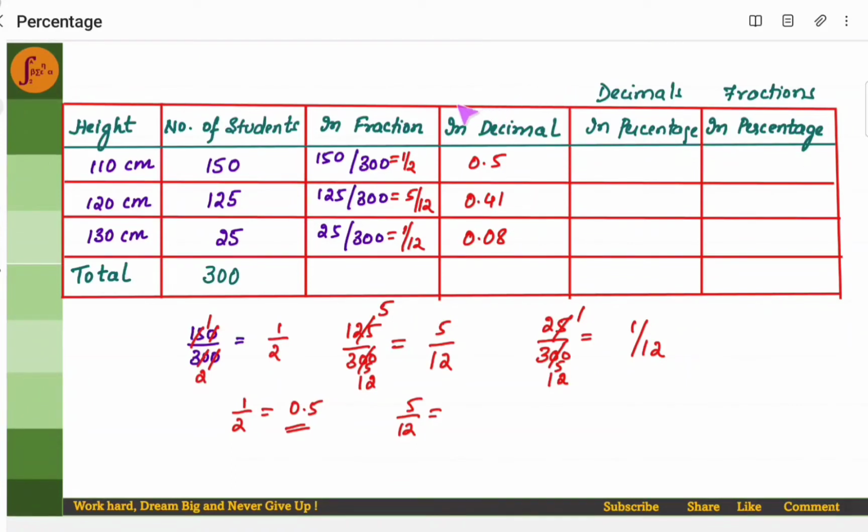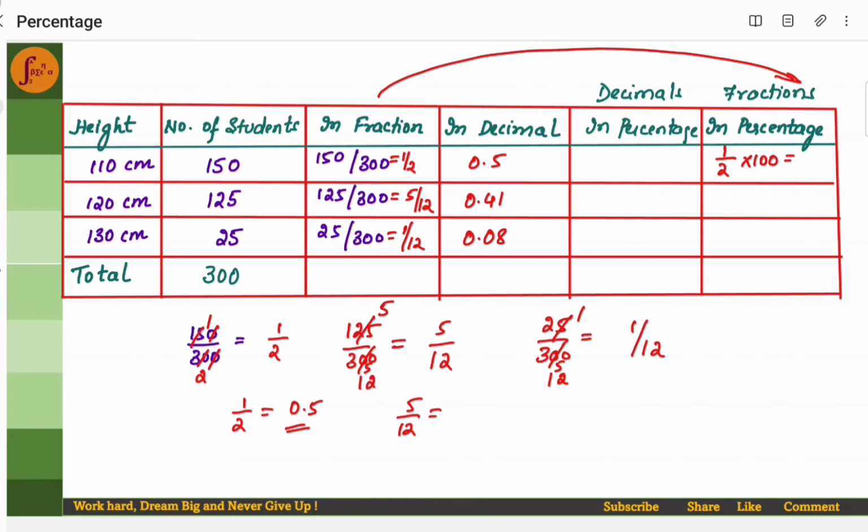Now what we will do, we'll convert fractions to percentage. What we'll have to do, we'll have to take the fraction and multiply by 100. What is the fraction? 1 by 2 multiply by 100.